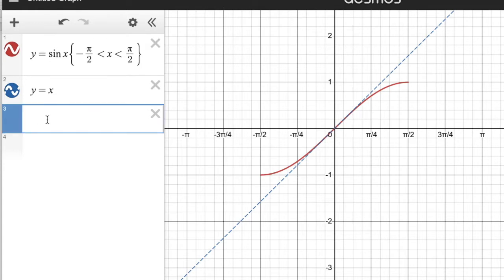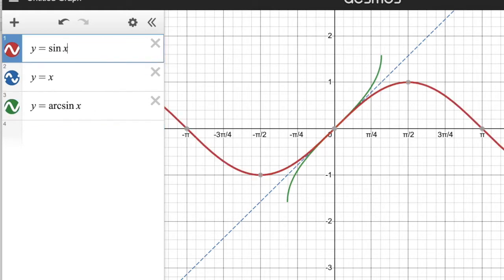Now I'm going to graph y equals arc sine x. And there it is. You can see it switched, but only on that limited domain. So in this case from -1 to 1 in terms of x, and vertically in terms of y from negative pi on 2 up to pi on 2. So even if I get rid of this limited domain on my original function, you can see the arcsine function is only defined on that very limited domain.